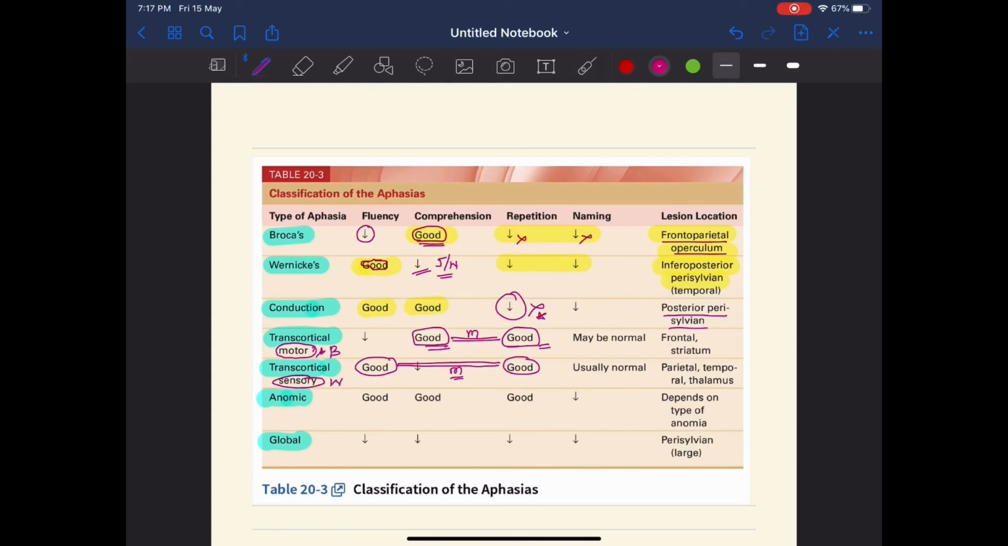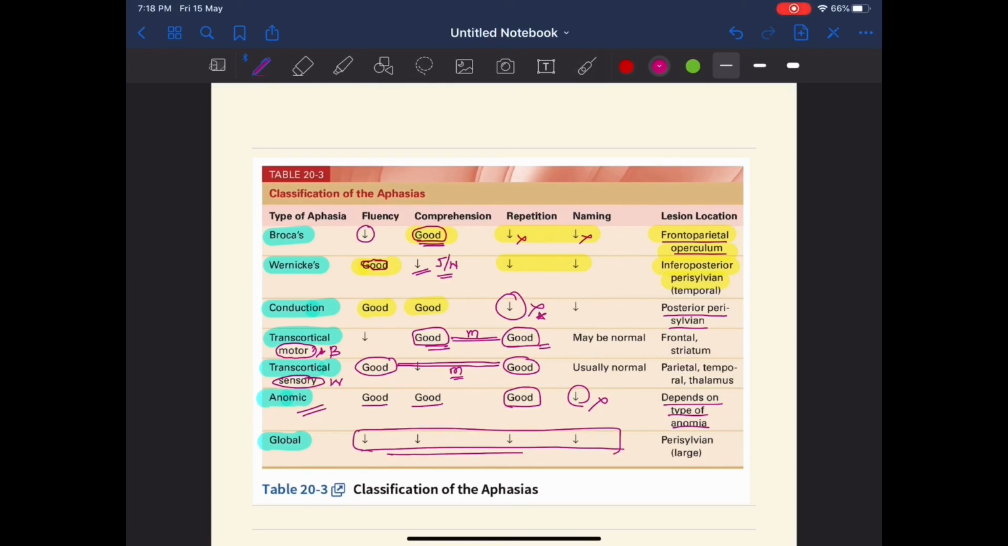Try to understand this table in an important way. Just go through it the way I am telling you. Try to remember it in the same way. Okay, anomia we have seen. In anomia, fluency is good, comprehension is good, repetition is good, but naming is hampered. That is why it is called anomia. Naming is hampered, and that depends on the type. Not to go into that detail, but just try to understand it. In global, everything will be gone.